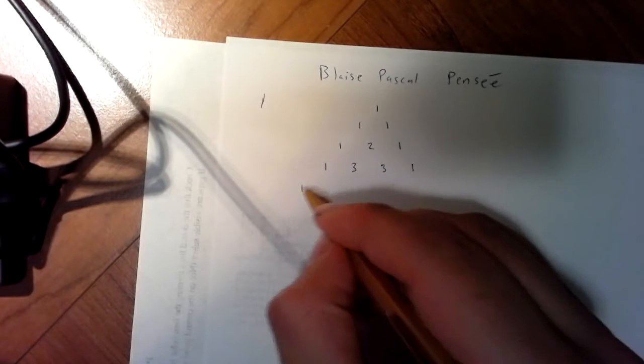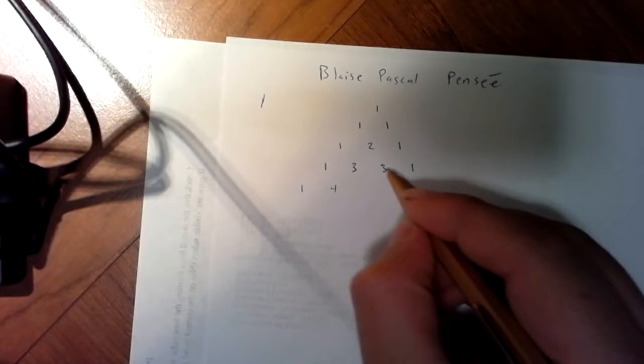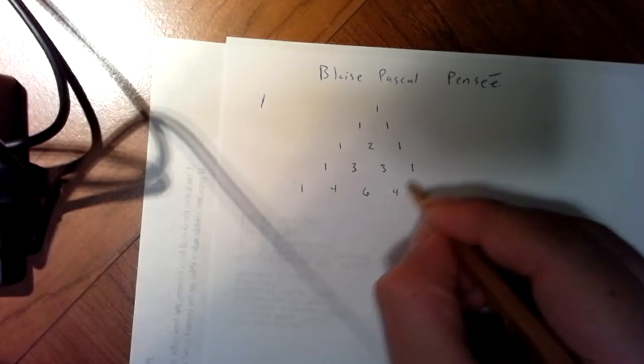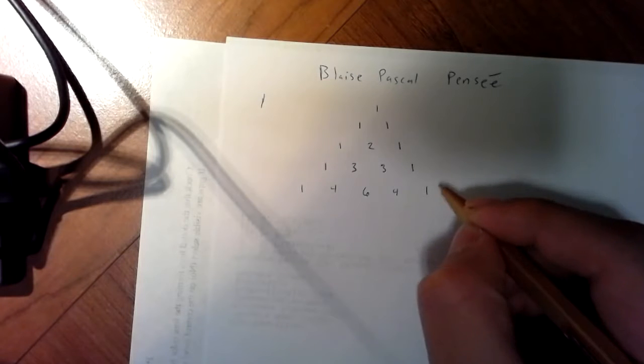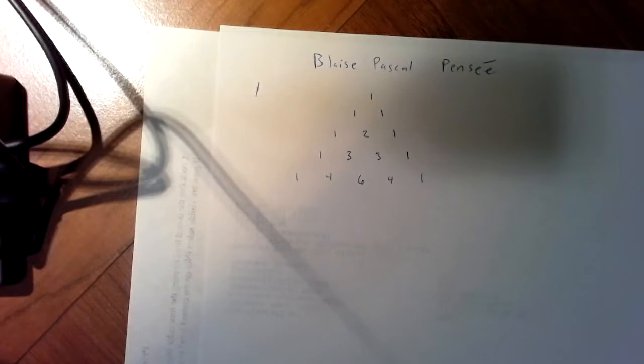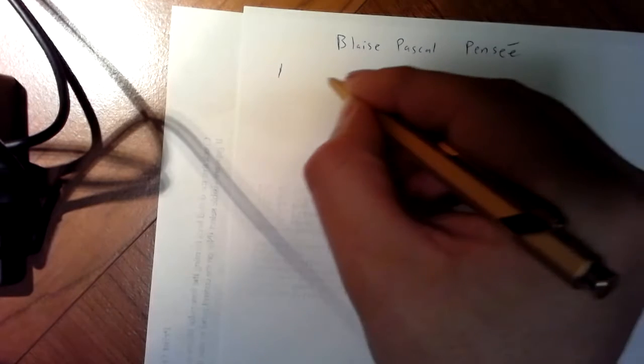And I'll go ahead and expand another row over here. So that's 3 plus 1 is 4. 3 and 3 is 6, and then 3 and 1 is 4, and then 1 right here. Okay, so this can keep on going as much as you want. You can have a million rows, a billion rows, whatever you like. What's important is what each row represents.